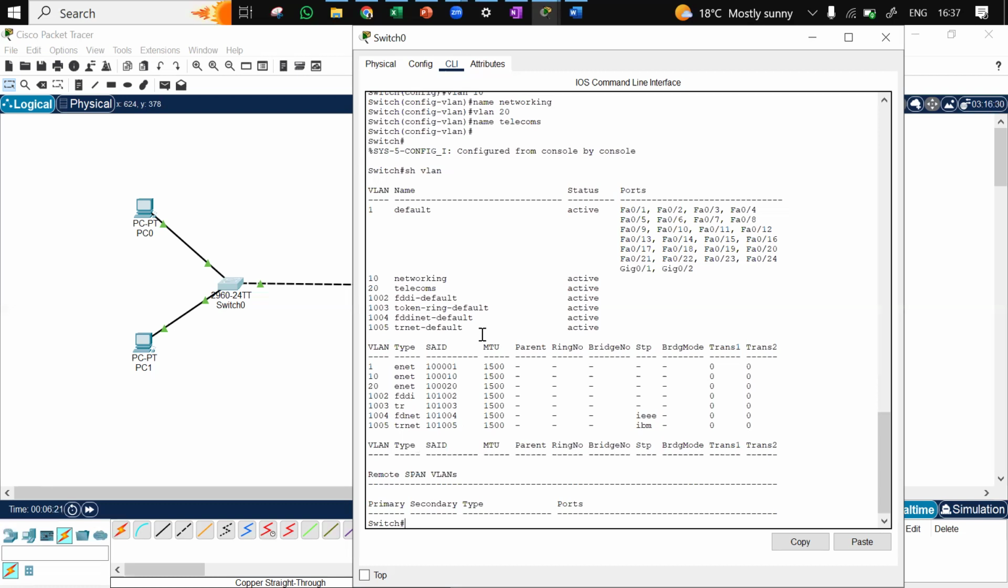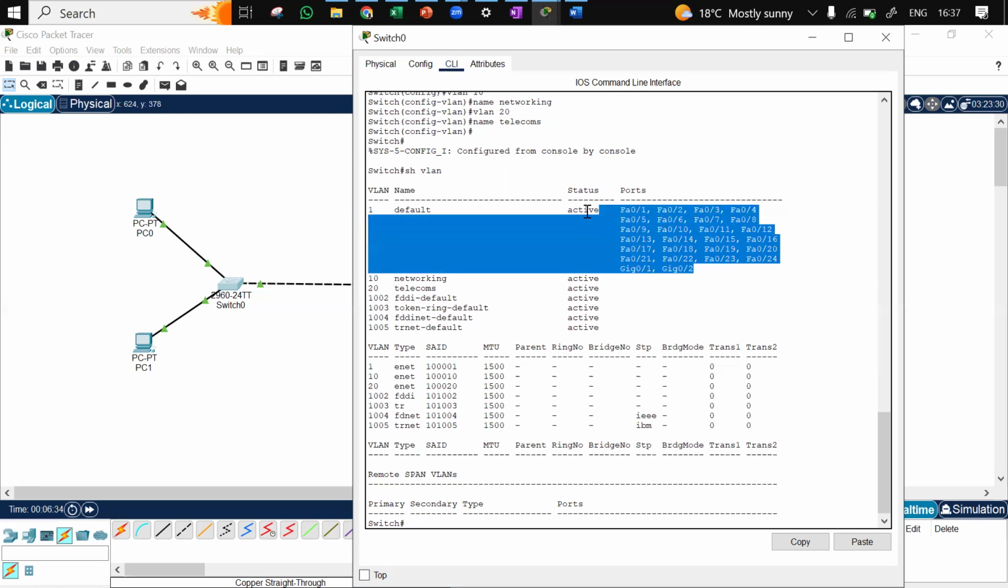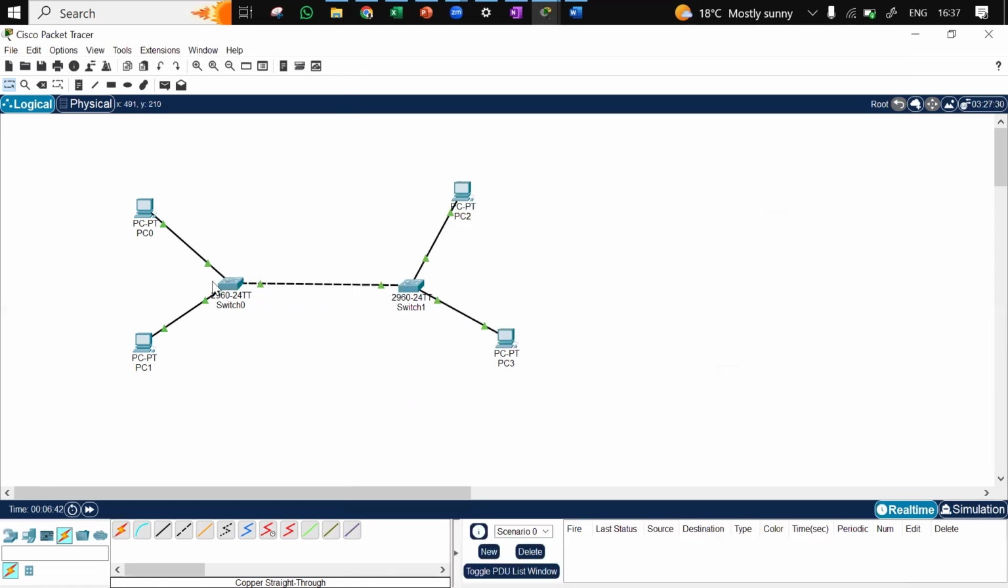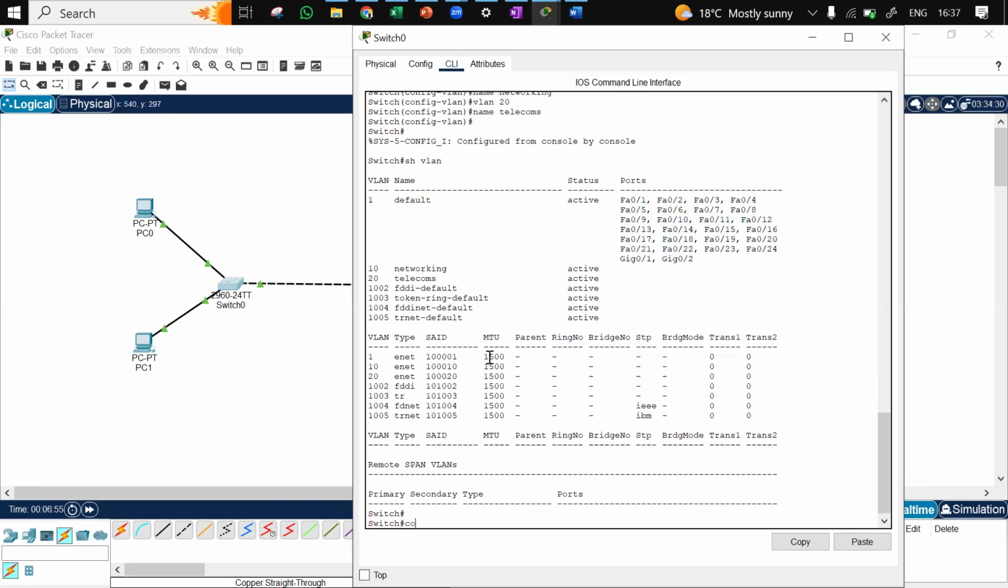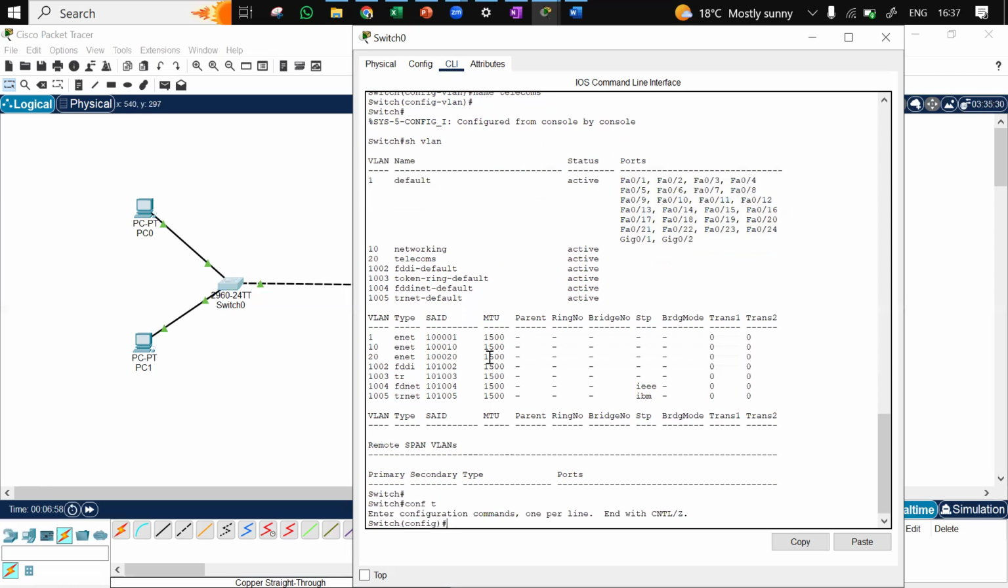Right, for VLANs, these are our show commands. We can see two VLANs were created, VLAN 10 and 20, networking and telecoms. But at the moment, there are no ports assigned to those two VLANs. My ports are assigned to VLAN 1 by default. So the next thing, let's assign my ports on this specific switch, and then on the other switch on the right. How do I assign my ports?